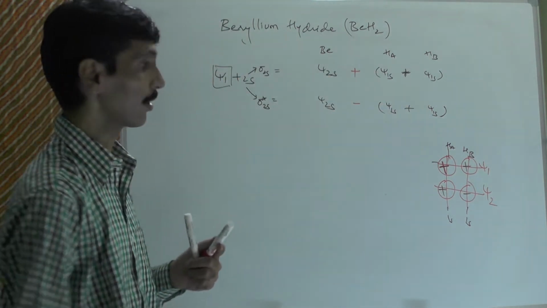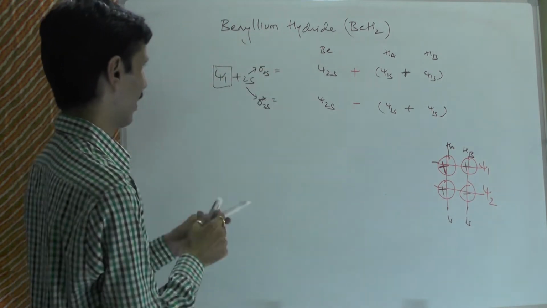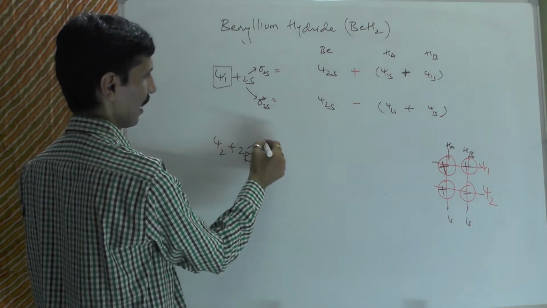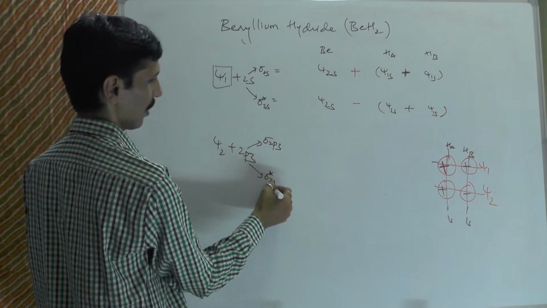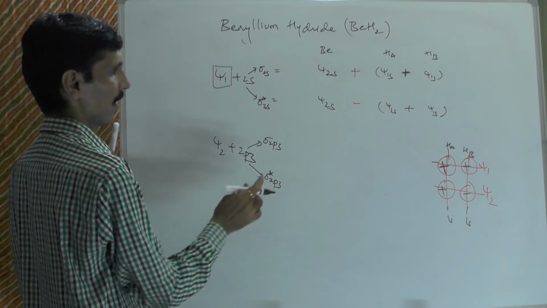Alright. Now we go into the next one. I guess if you have understood this combination, the second combination is very easy for you all. And the second combination is psi2 is going to be with 2pz. So as I write, sigma 2pz and sigma star 2pz. The orbital of the central atom is going to be involved in this.